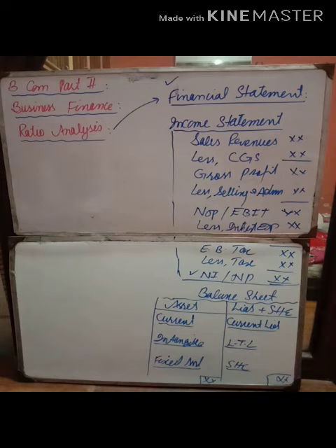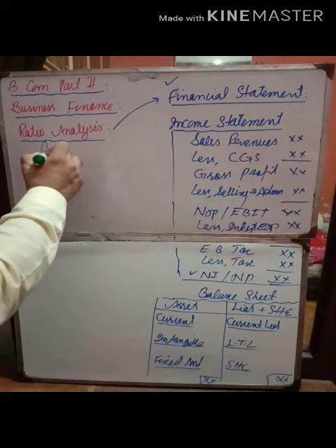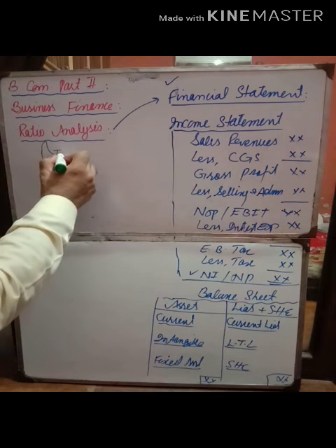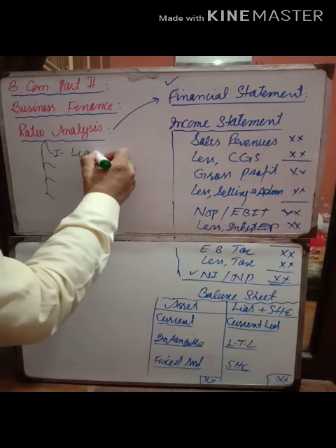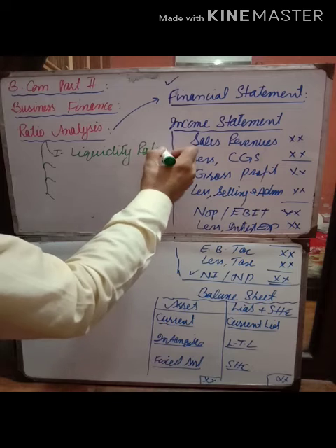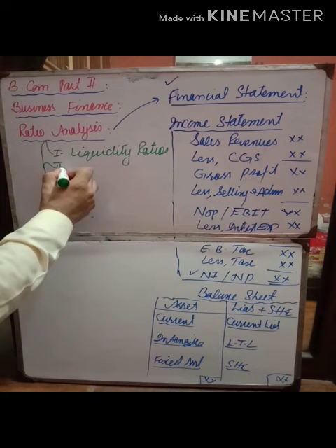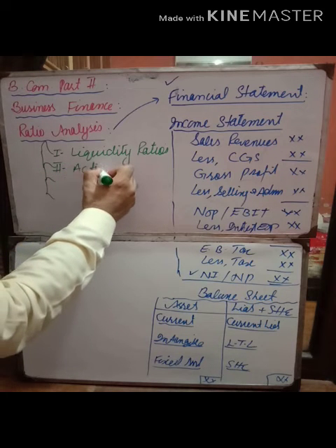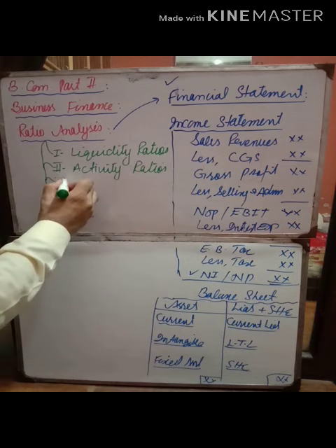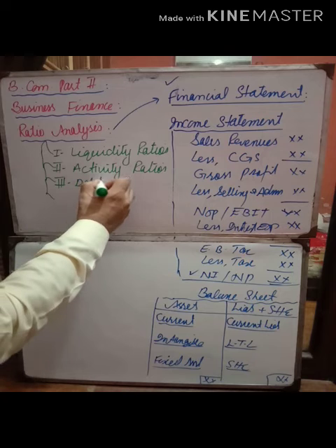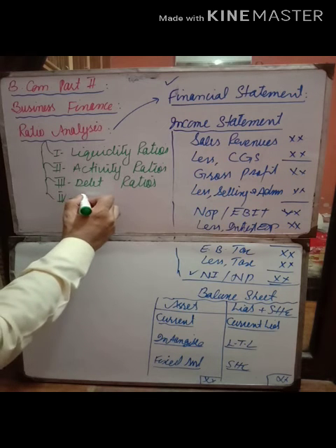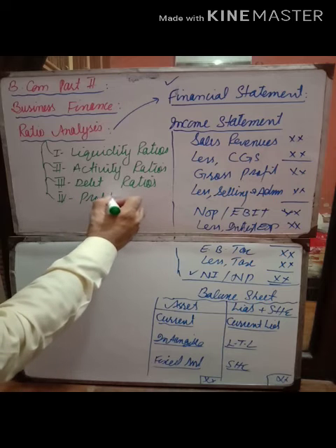For convenience, we can divide the ratios into the following four types. The first ratio type is called liquidity ratios. The second ratio type is called activity ratios. The third one is called debt ratios, and the fourth one is called profitability ratios.